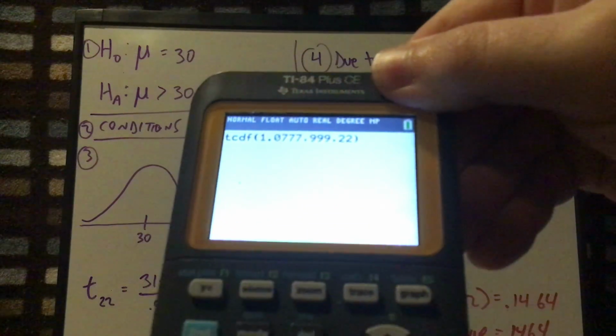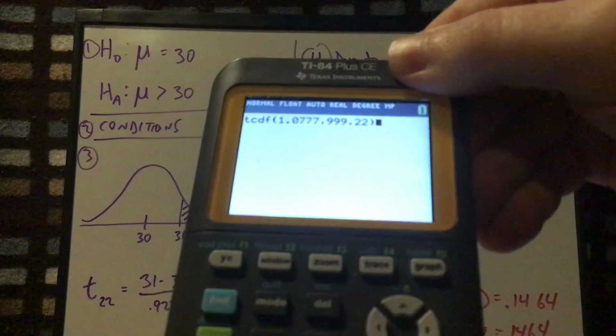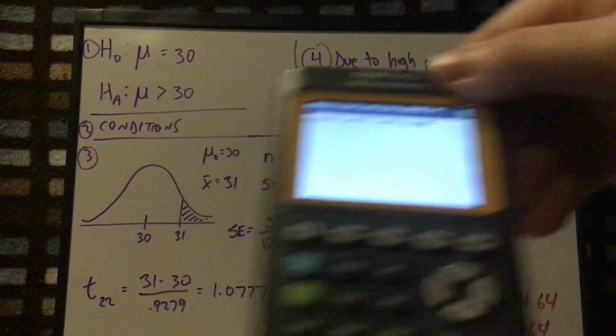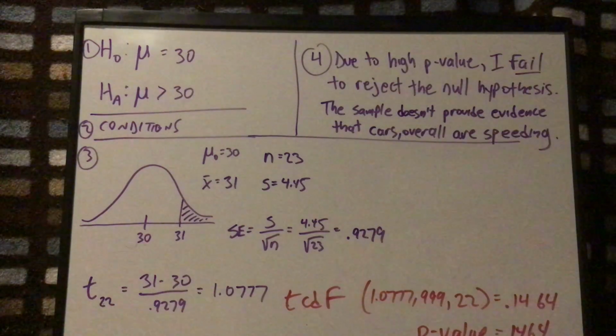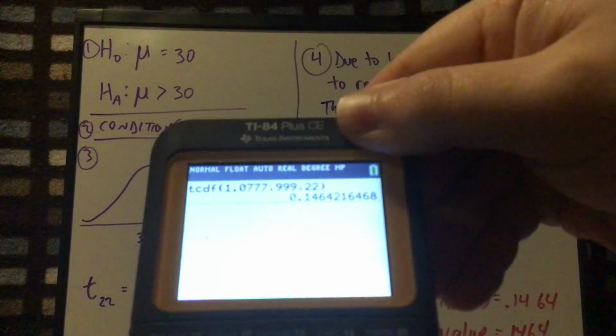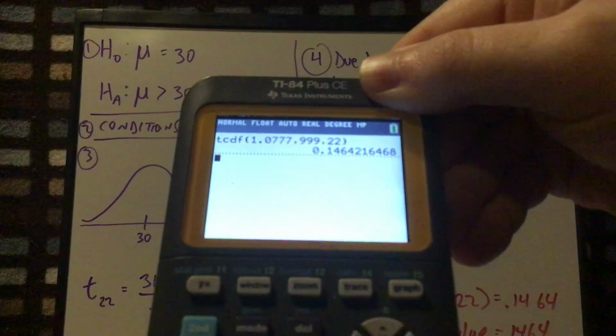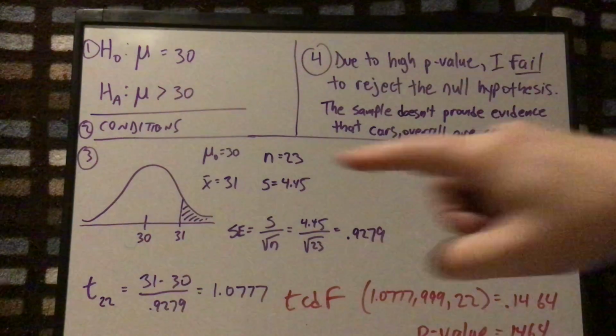If you don't have a fancy newer calculator, that would be the input. You'd put lower, upper, comma, degrees of freedom. And now it gives me the area. So the area of that shaded region is 0.146. Remember, we can think of that as a percentage.